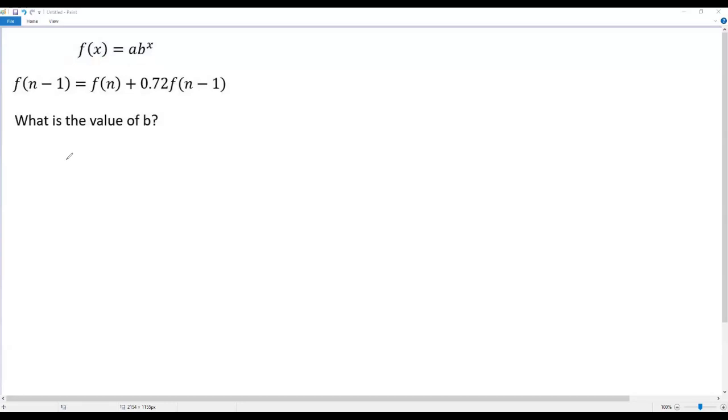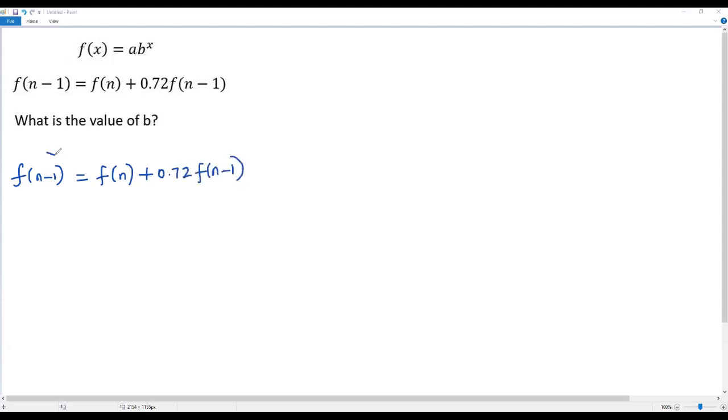And also we have f of n minus 1 equals f of n plus 0.72 times f of n minus 1. Okay, now let me take the stuff over here. That is f of n minus 1 equals f of n plus 0.72 times f of n minus 1.